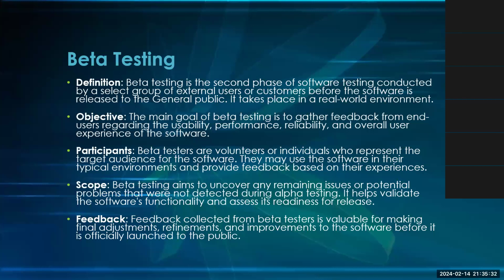After alpha testing is done, so alpha is done before beta testing. Unlike alpha testing, which is conducted internally, this is conducted externally. So those are the two things to be aware of. Alpha testing is internal, while beta testing is external.